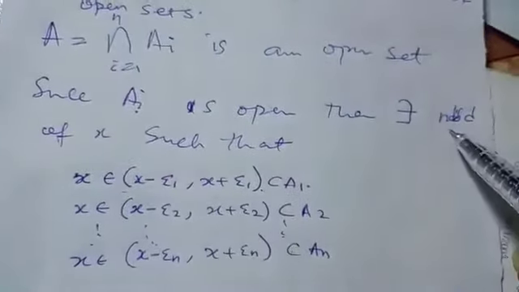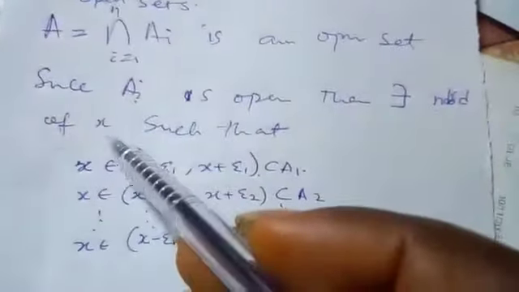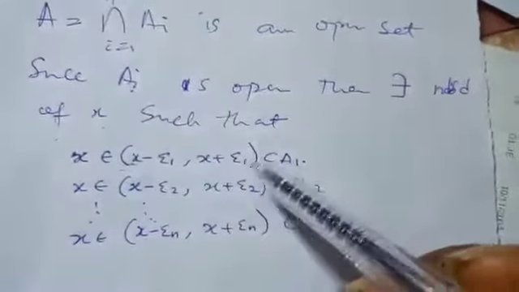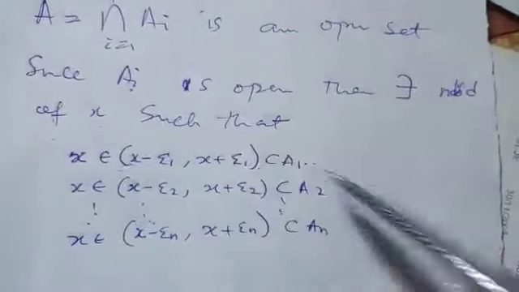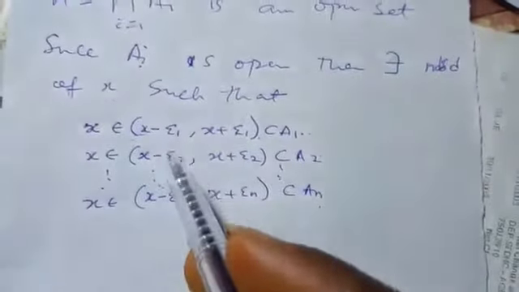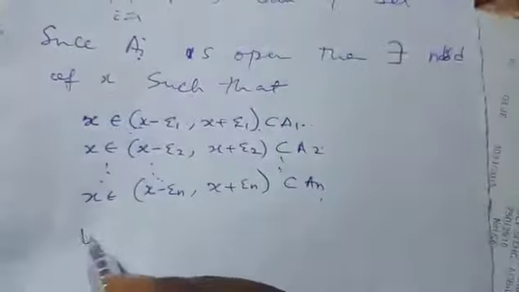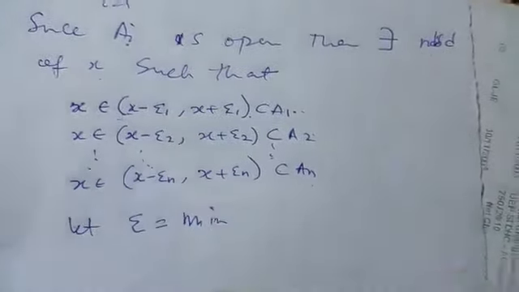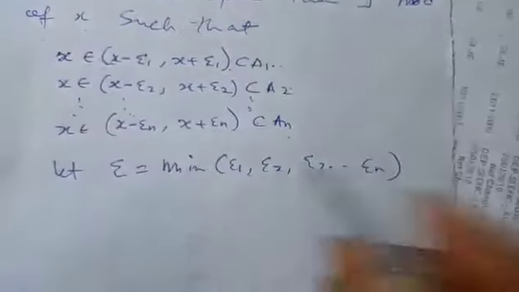But I don't want to put it here. We just say there is a neighborhood of x. So this is the neighborhood. This neighborhood must contain the x. So in the first one, we use this. In the second set, up to An. So as usual, let our epsilon be equal to the minimum of epsilon 1 up to epsilon n.